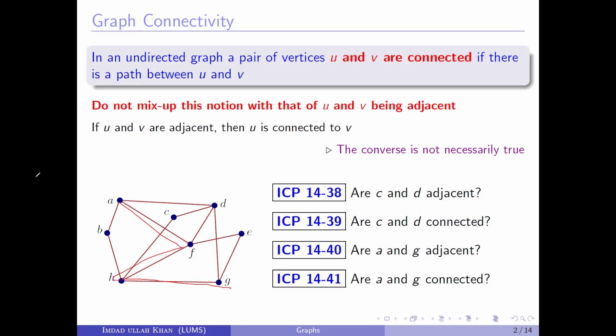This red line is one possible path. Another alternate path could be from A to D and then we go to G. There could be more paths. For example, if we start from A, we go to B, go to H, go to F, E, and G. In fact, there are many paths. So A and G are connected. The answer is yes.